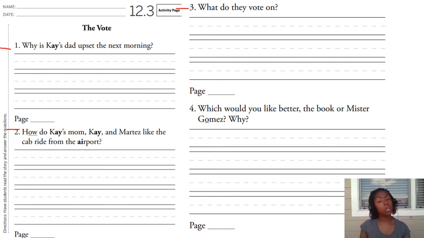Number 3 says, what do they vote on? You will say they vote on, what page number gives you that information? And then number 4 says, which would you like better, the book or Mr. Gomez, and why? You're going to say, I would like the book better because, or you will say, I would like Mr. Gomez better because. This should take about 8 minutes, scholars.